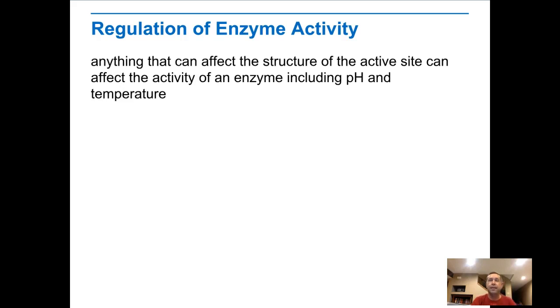So enzyme activity can be affected by a lot of things. Anything that can affect the shape of the active site can affect the activity of the enzyme. This can include changes in pH or changes in temperature.